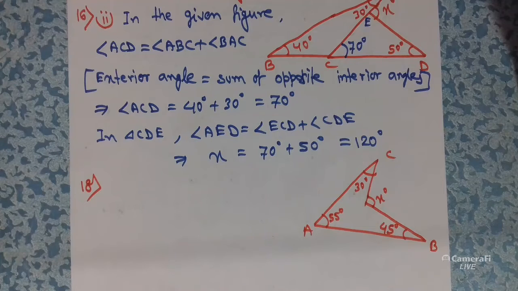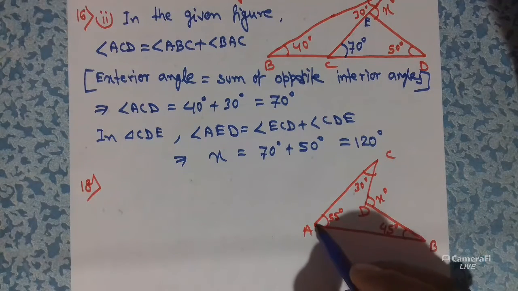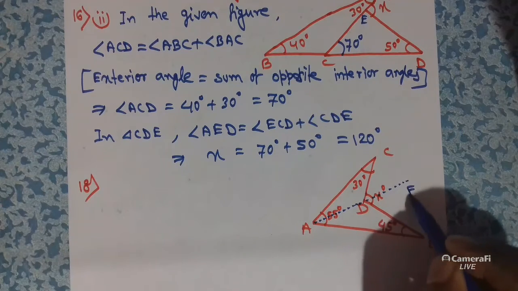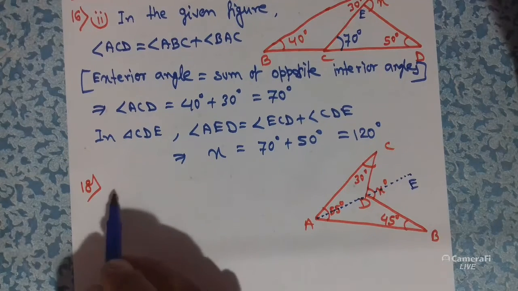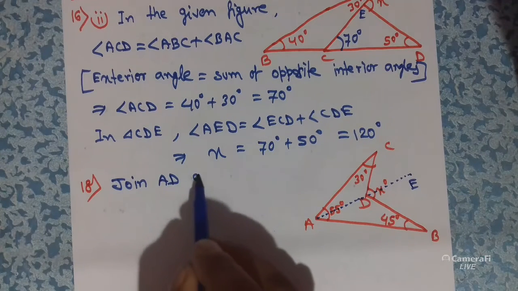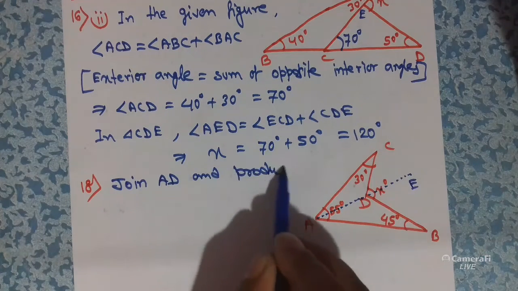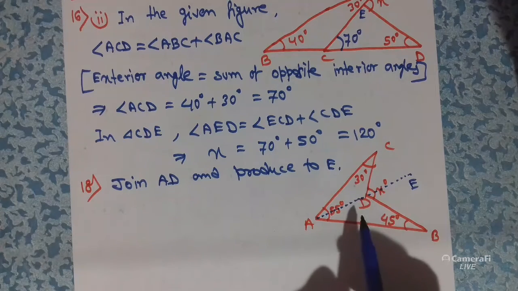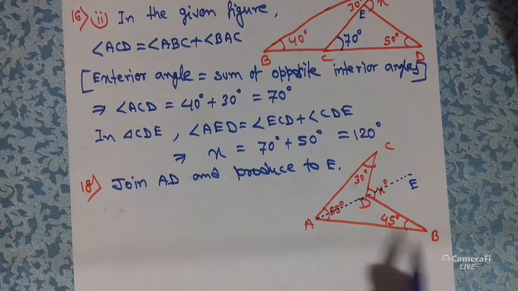So here it is D. At first we have to join AD and then produce it to E. So we write: join AD and produce to E. After joining AD you can see that there are two triangles formed. One is ACD and another one is ABD.